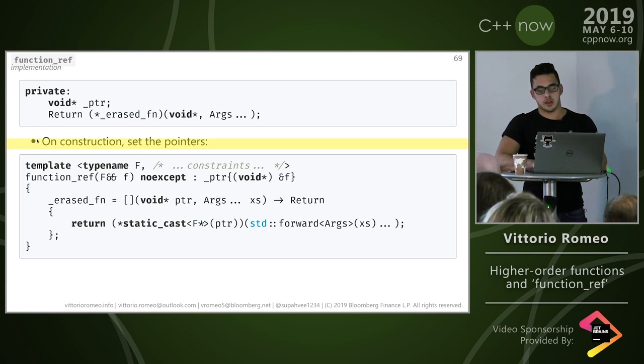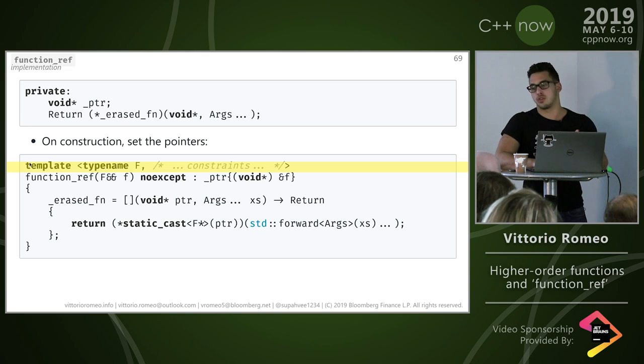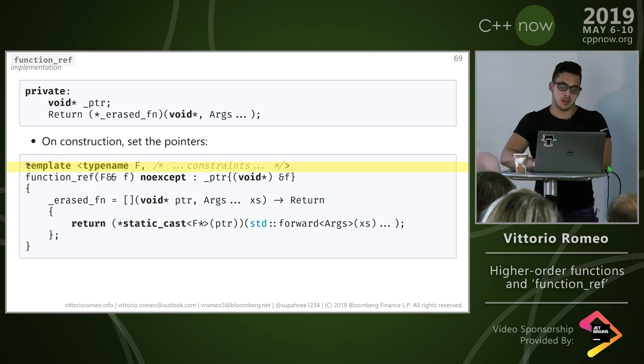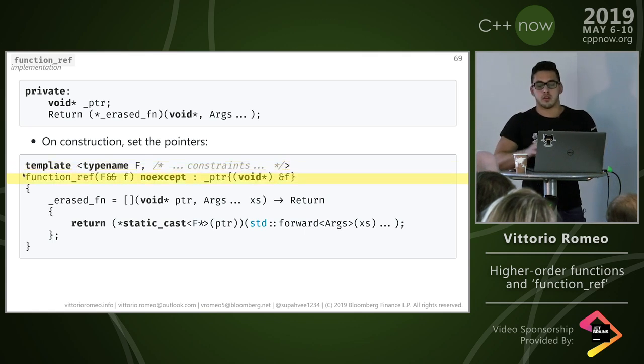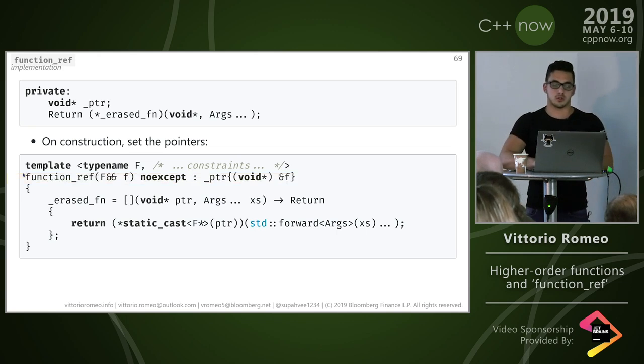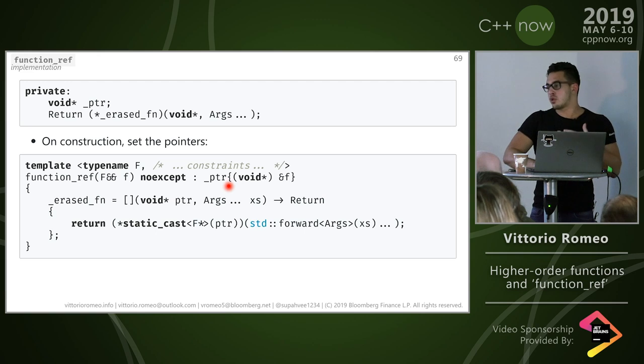On construction, we set a few pointers. So we're going to have our constructor from a template f. This can accept any closure that accepts our signature, and that's going to be in the constraints part that we're going to see later. And then we basically do our reinterpret cast from our function f, so we can put its address into underscore pointer over here. So now we're storing the address of the original function, but erasing its type completely.